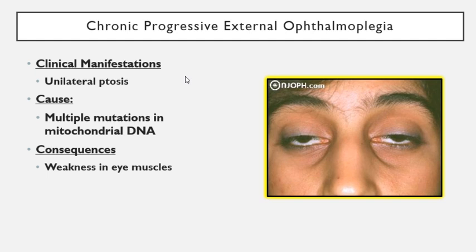But it causes... You just need to know that it's a mitochondrial DNA genetic disorder, with multiple mutations, but it causes these droopy eyelids. That's effectively what it is, and it's really just because you have a weakness in the eye muscles themselves. Unilateral ptosis.